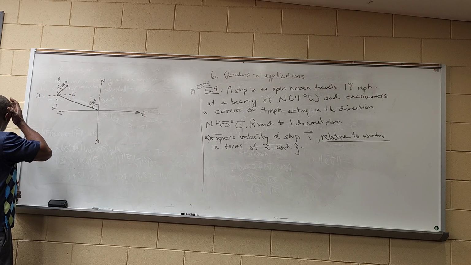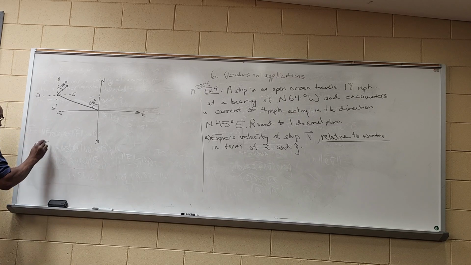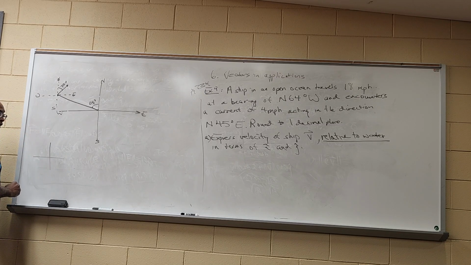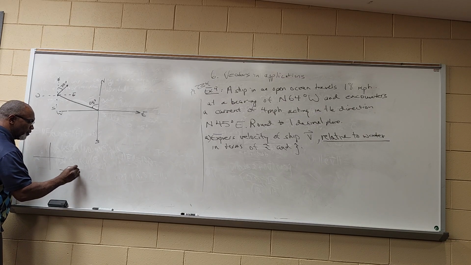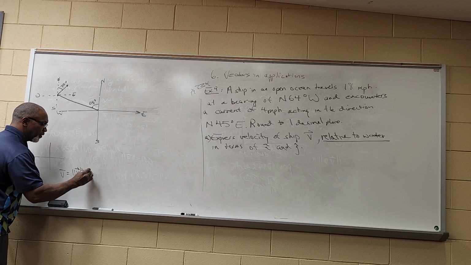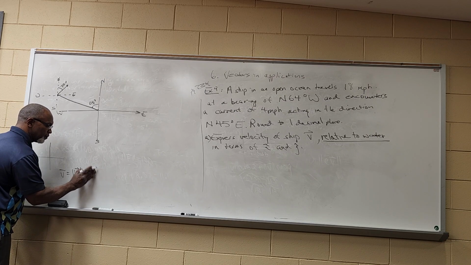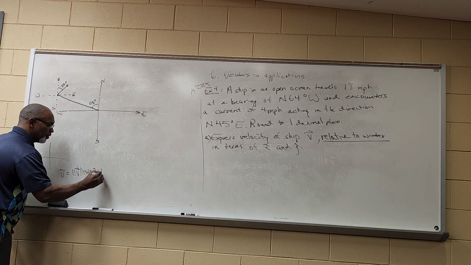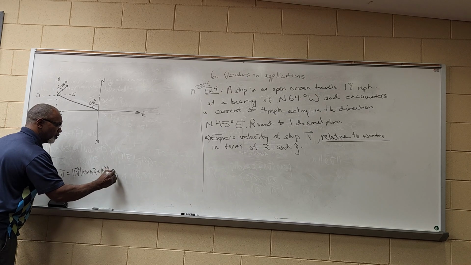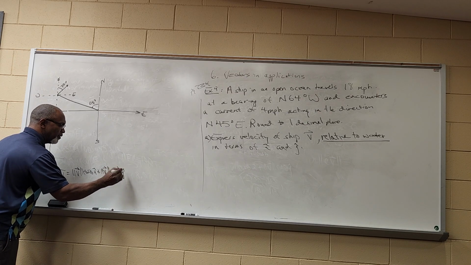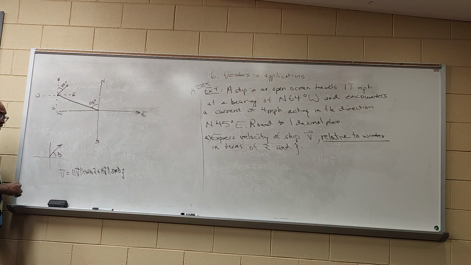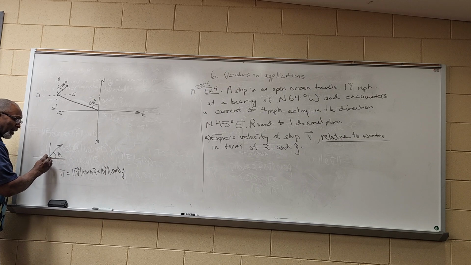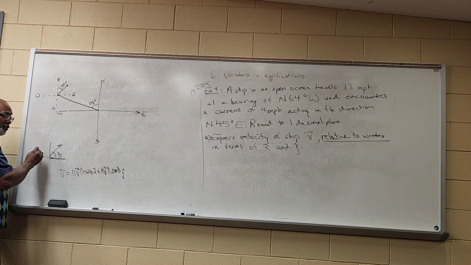Now, when I think about these vectors in this form, V equals norm V cosine theta I plus norm of V sine theta J, that means that theta is an angle in standard position. So the initial side of theta is the positive x-axis, and it's measured from here.